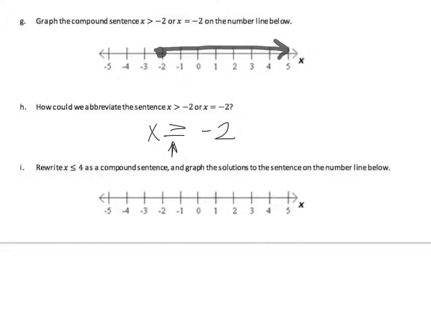Next, rewrite x is less than or equal to 4 as a compound sentence and graph the solutions on the number line below. If I write it as a compound sentence, that means I've got a connector in between. I'm sure there's a better word for what I said, connector, but it gets my point across. Okay, I'm writing it in big words with a connector in between. And if I were to shade it in, I would have a closed dot at 4, shading that way.